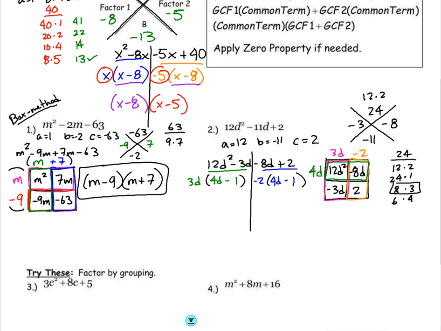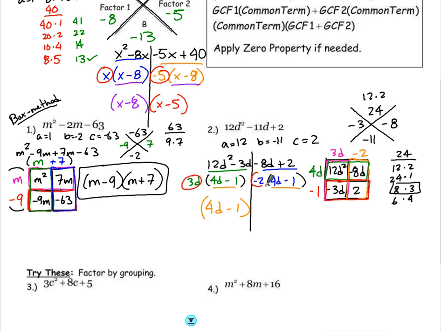I'll look at my last possible combination here. Negative 3d and 2. Well, 3 and 2 don't share a common factor. There's only one d in both, so actually I'm going to just take out, since there's a negative here, a negative 1, because there's no other common factors that I can take out. And 3d is negative, so I'm going to take the negative out. So now, when I factor with grouping, obviously I'm going to take out my common factor, 4d minus 1, and what's left over is a 3d minus 2.